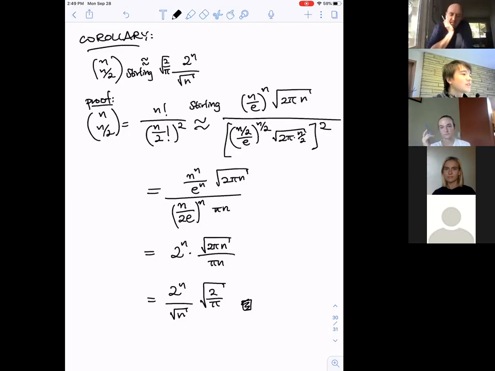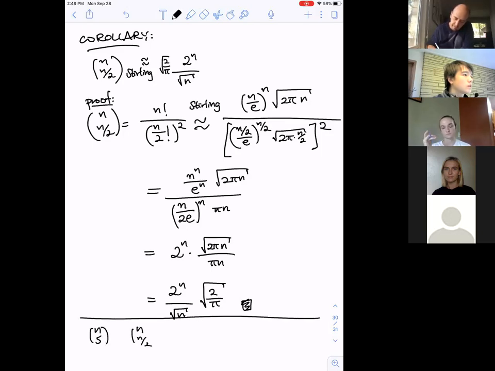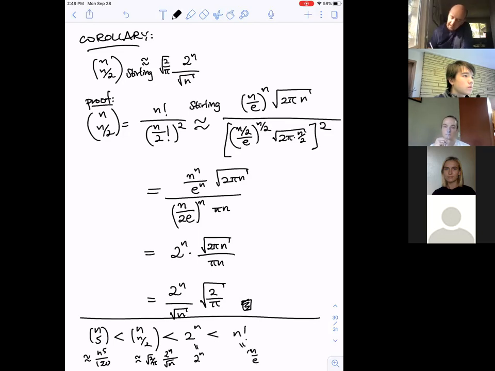Okay, so everybody good with our asymptotic analysis here? Let me just summarize again. We had the n choose 5, the n choose n over 2, we had the 2 to the n, and we had the n factorial. And so the point is we got these much less. This one is about what we just figured out: the square root of 2 over pi, which is some constant, times 2 to the n over the square root of n. This one's a 2 to the n on the nose. And this one's like an n over e to the n, up to some small modification.